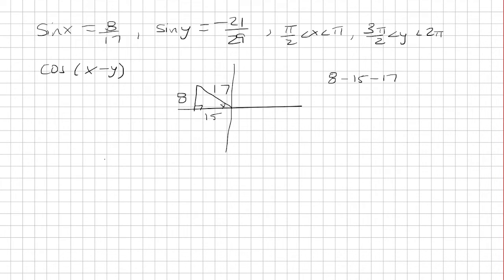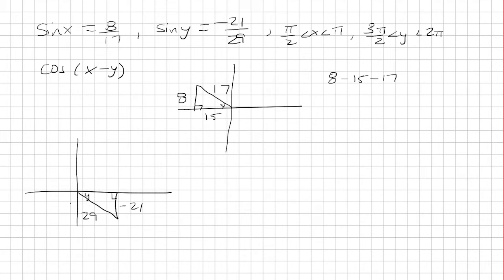Now let's look at sine of y. So y is going to be in the fourth quadrant here. So we'll say this is y. Now sine of y is opposite over hypotenuse. So it's negative 21 over 29.